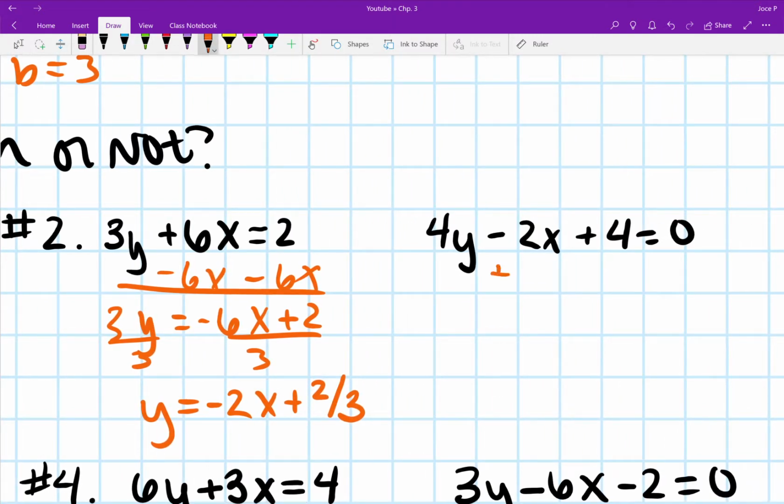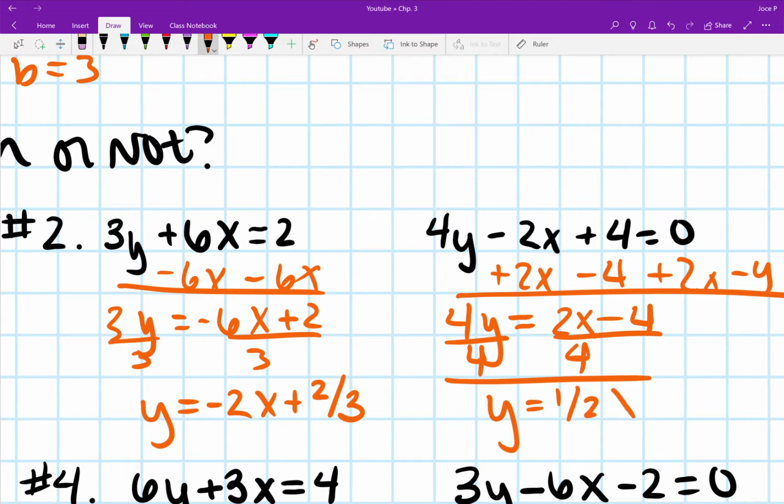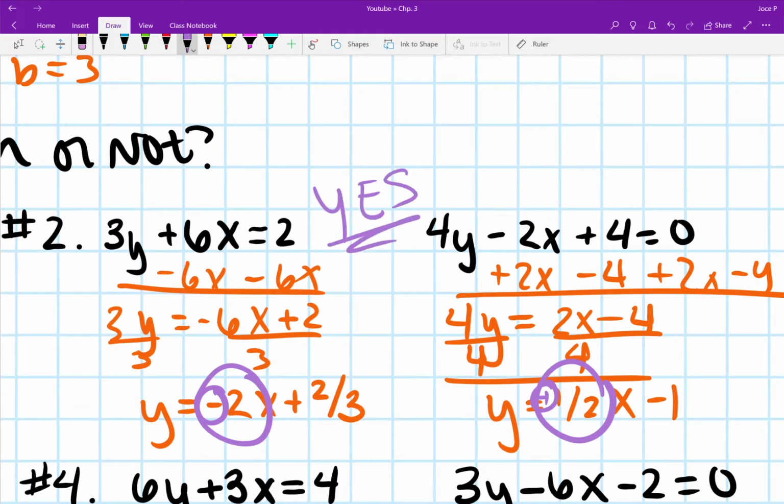Fantastic. Over here, we're going to bring over the 2x and bring over the 4. Plus 2x minus 4 on both sides, 4y equals 2x minus 4. Divide by 4, divide by 4. Y equals 1/2 x minus 1. Fantastic. Now, is this the negative reciprocal of this? Why, indeed it is. 2 and 1/2 are reciprocals, and this one has a negative, while this one has a positive. So yes, this is indeed perpendicular.